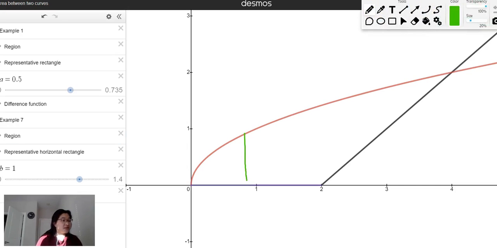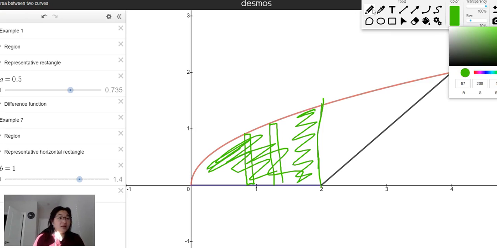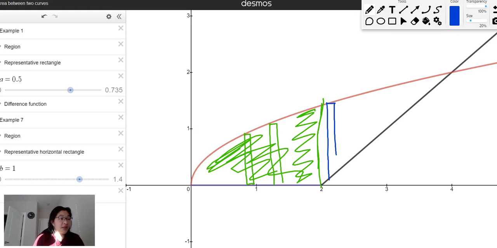where we're looking at vertical rectangles like this. So we have this purple region, and we're looking from 0 to 2, we can find the area between the red curve and the purple curve, which I'm coloring in green. And then we can find the area between the red curve and the black curve, so there's a tiny rectangle, which is determined by the difference in the red and the black curves on the bounds from 2 to 4, so this part.